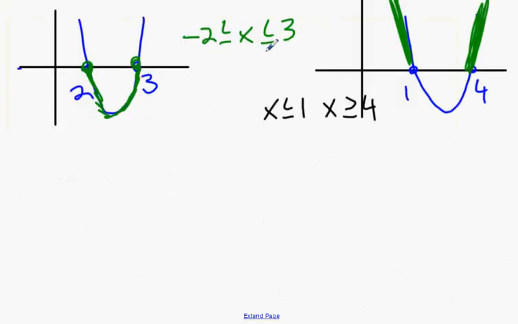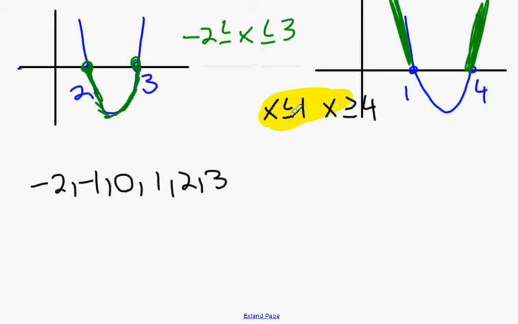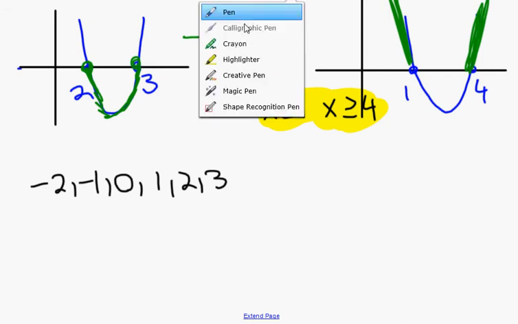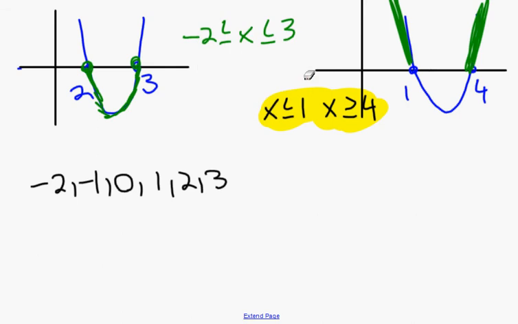See our first answer. Our first answer is minus 2, minus 1, 0, 1, 2, and 3. Does our second criteria eliminate any of those answers? What does it say? It eliminates, in my opinion, x cannot be in between 1 and 4. So what does that eliminate? If it can't be between 1 and 4, what does it eliminate? It eliminates 2 and 3.